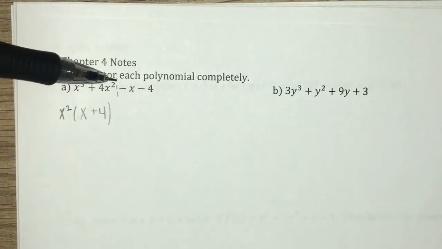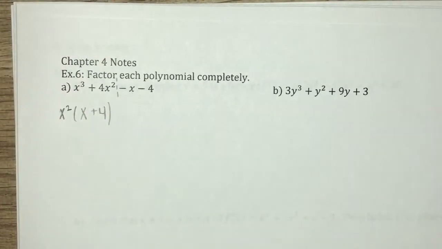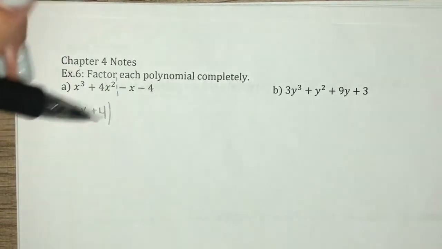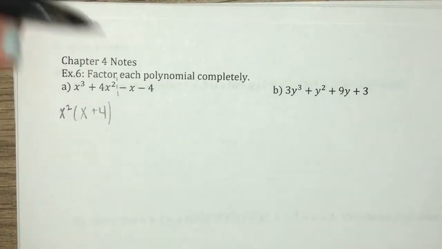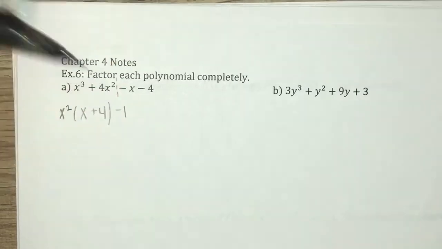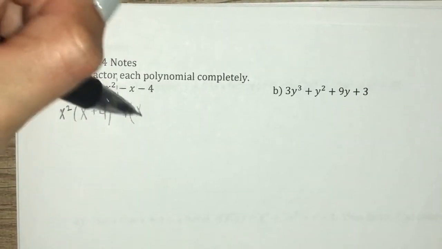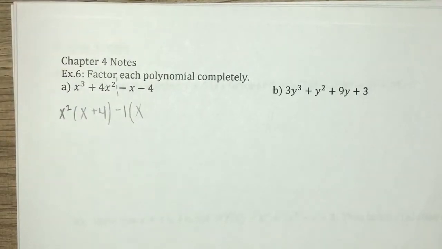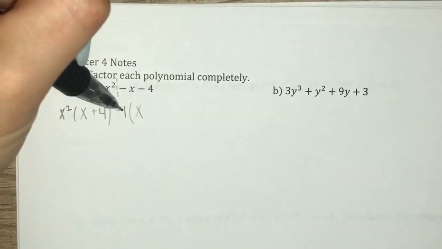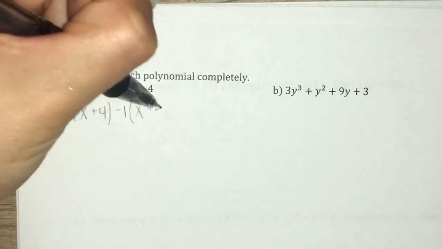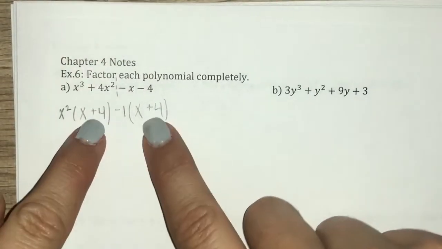And then between negative x minus 4, I can factor out a negative because I want the signs to be matching, like the x plus 4. So I'll factor out a negative 1. And then negative x divided by negative 1 becomes positive x, and negative 4 divided by negative 1 becomes positive 4. So these are the same, which is what we want to do.